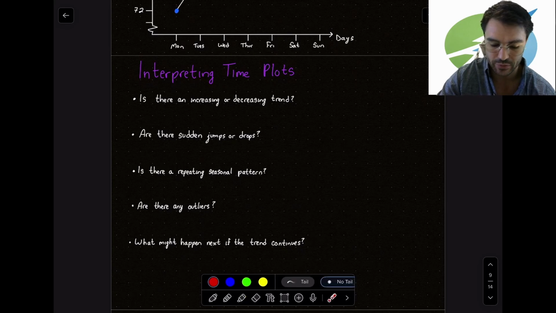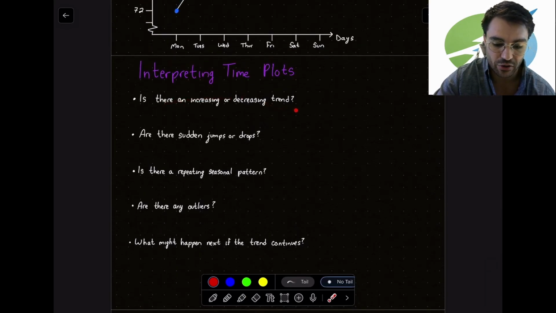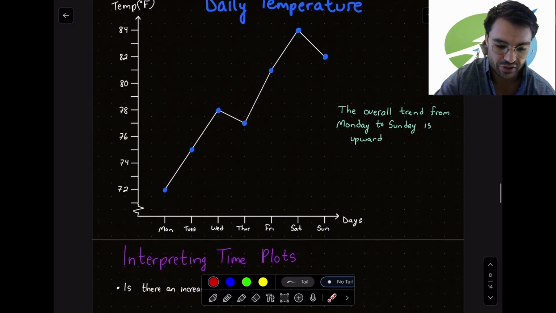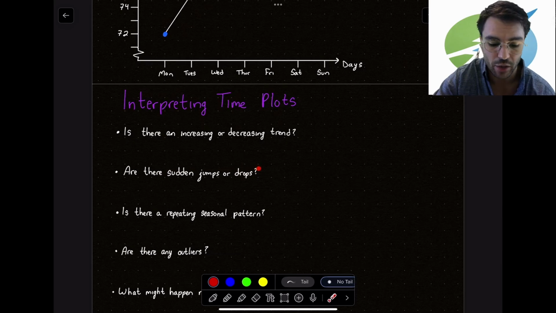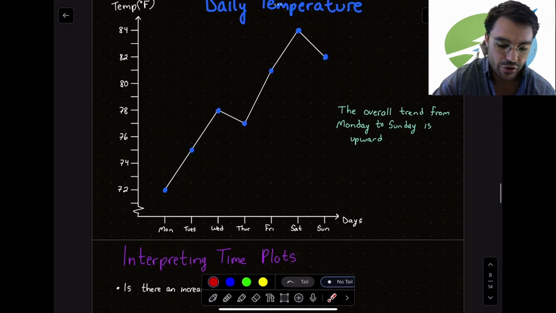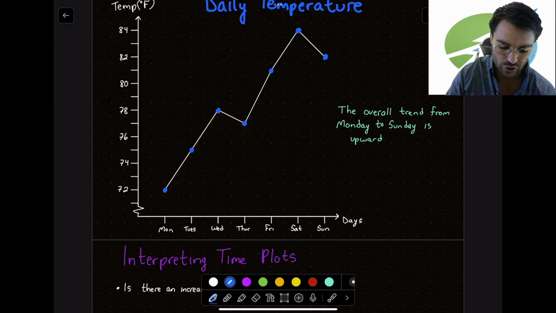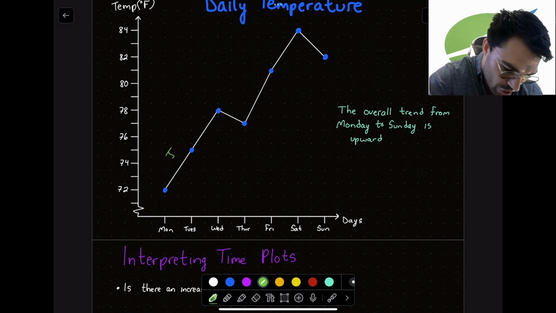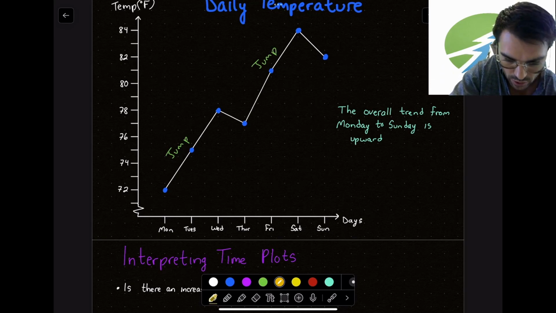Interpreting the data, here we have some questions. Is this an increasing or decreasing trend? Well, we just discussed it increases. Are there any sudden jumps or drops? We can call any increasing interval a jump and any decreasing interval a drop. So let's do a different color. Let's do green. We have jump and jump.